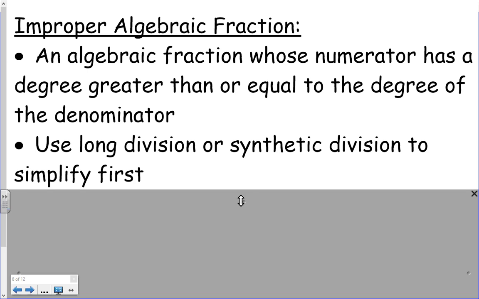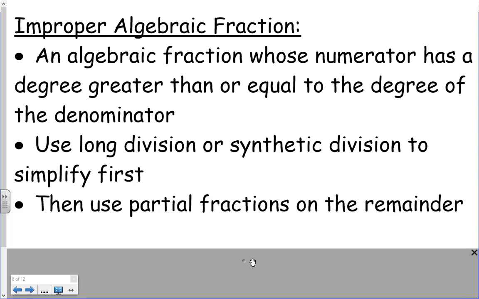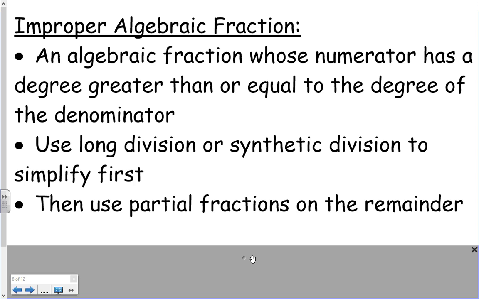And then once you have it simplified, you'll have a quotient and remainder. The quotient you should be all set to integrate. That's just going to be a polynomial, so that we know how to integrate. The remainder, though, will be a fraction. So we can use partial fraction decomposition on that remainder if we need to. In some cases, we might not need to. We might be able to integrate just as is.